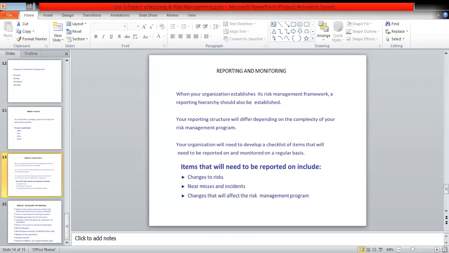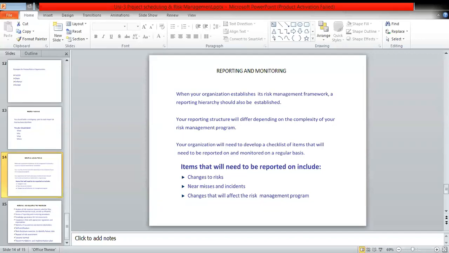Your reporting structure will differ depending on the complexity of your risk management program. Yes. How to follow the discipline, how to submit, excuse me, how to follow the reporting, right? How to submit the reports on a daily basis. Every report you need to submit to the management. Yes, whatever the error, कभी error आ जाएगा कभी कुछ, so you should complete it, you should submit it, means you are a good manager.